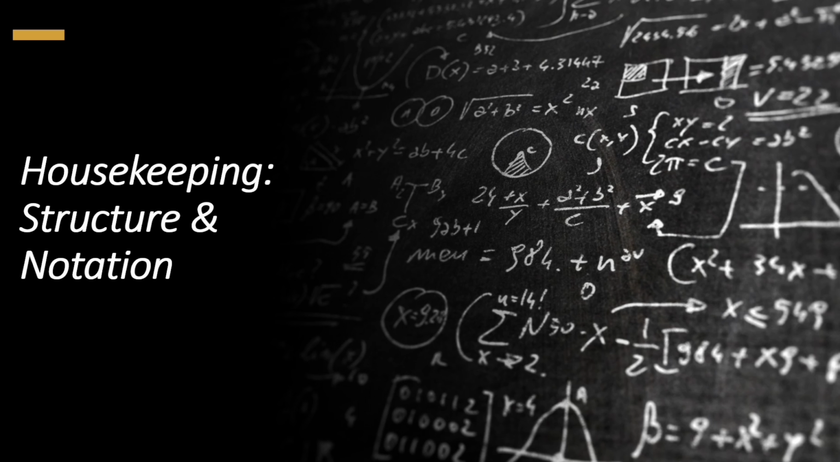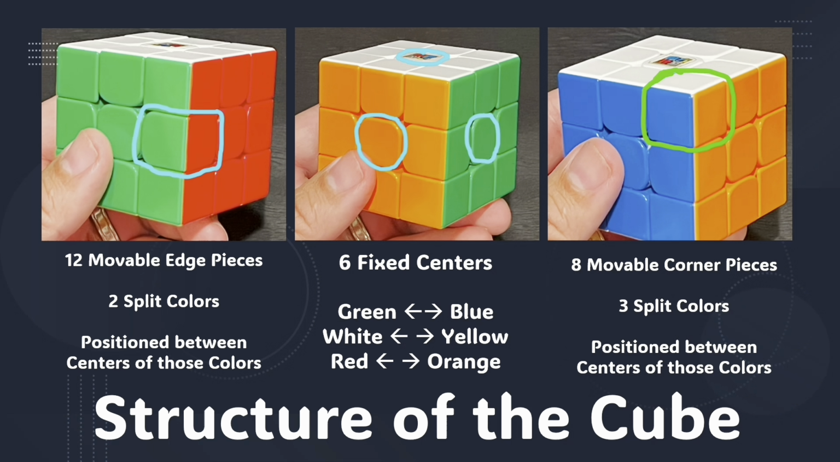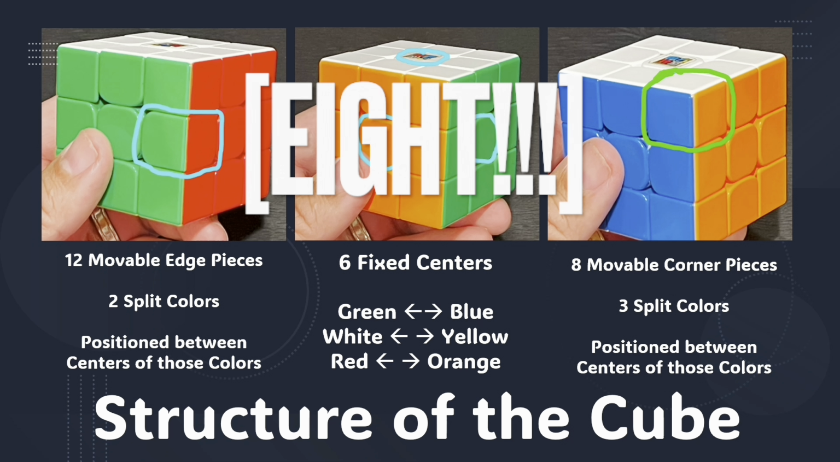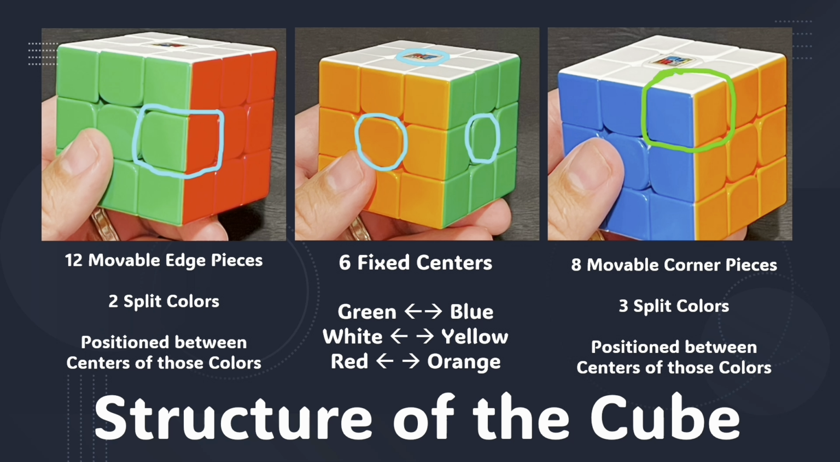Now, the standard Rubik's Cube is 3x3. It has 26 separate movable pieces, including 12 edge pieces, which each have 2 colors, 12 corner pieces, which each have 3 colors, and 6 fixed center pieces, which are each 1 color. Now, the center pieces are fixed, which means green is always across from blue, red is always across from orange, and white is always across from yellow. All the other pieces can move around those centers, but those centers are always in place.